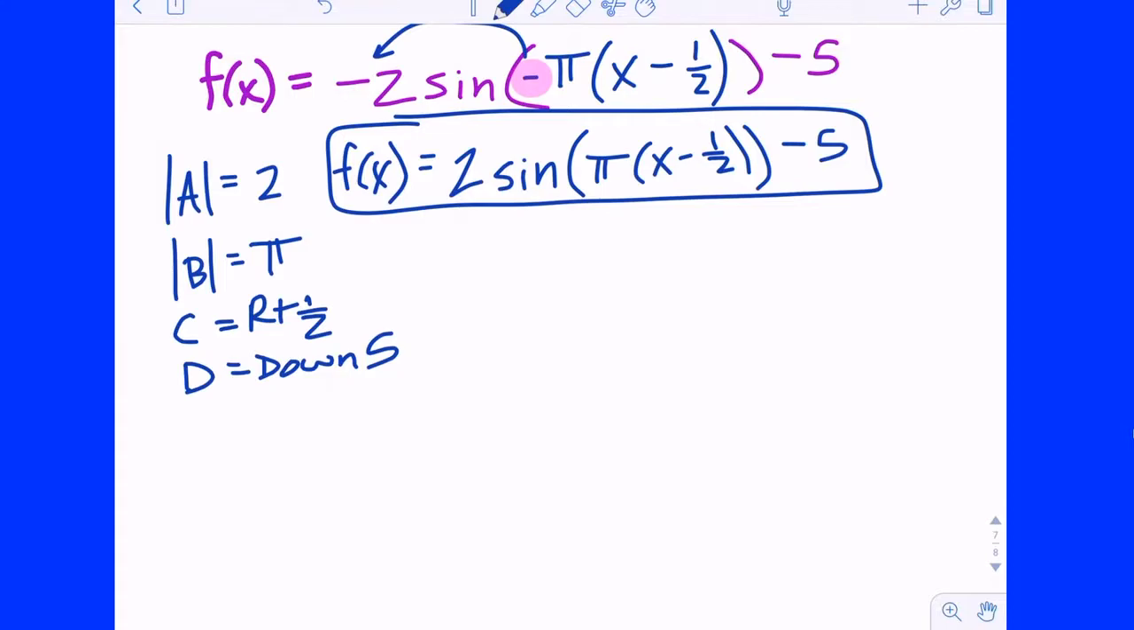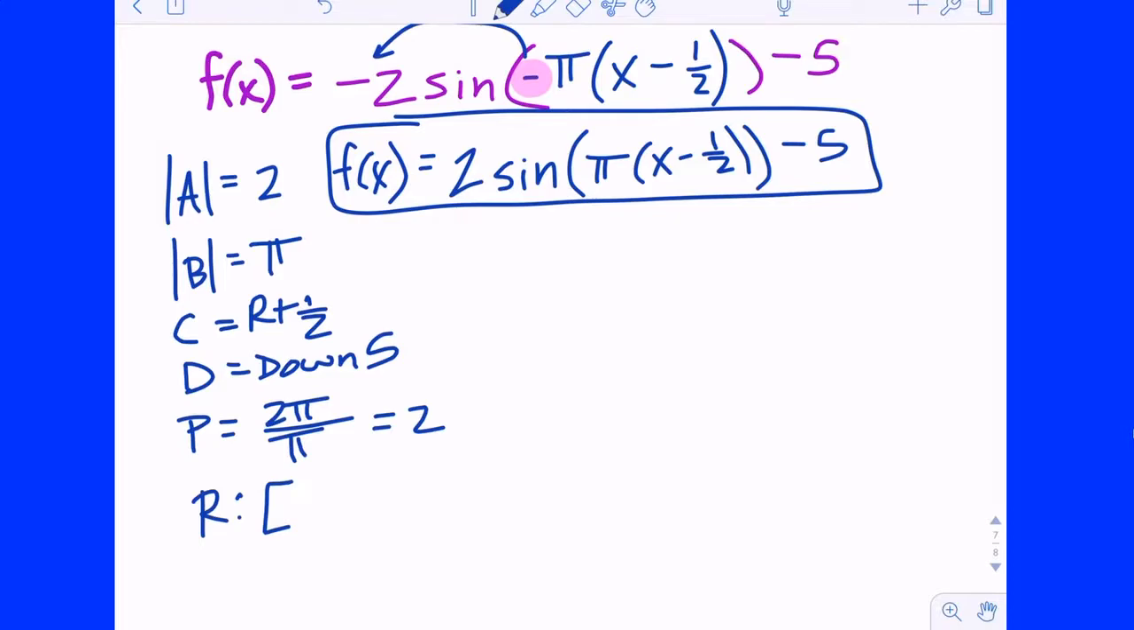No? Okay, what's the period? 2 pi over what? B, which is pi. Good. So the pi's divide out and we have 2. For the first time, we have a cycle length that doesn't have pi in it. Bless you. And the range.